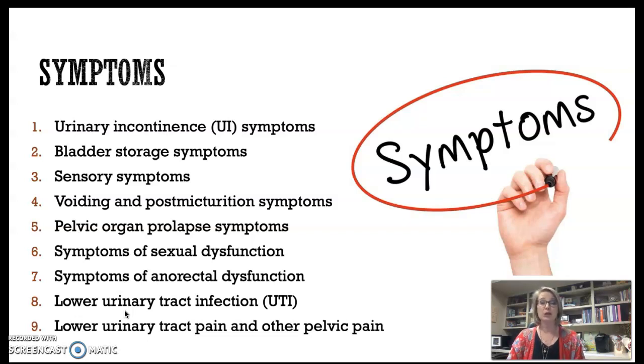These categories include urinary incontinence symptoms, bladder storage symptoms, sensory symptoms, voiding and post-micturition symptoms, pelvic organ prolapse symptoms, symptoms of sexual dysfunction, symptoms of anorectal dysfunction, which is covered more in that previous article for the slide that I talked about, lower urinary tract infection, also known as UTI, or lower urinary tract pain and other pelvic pain.